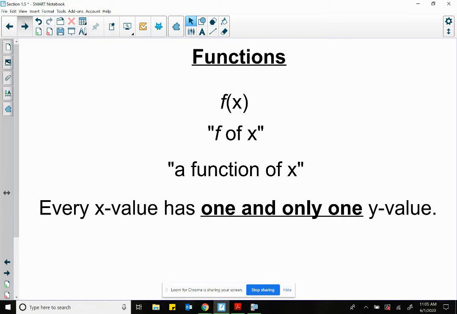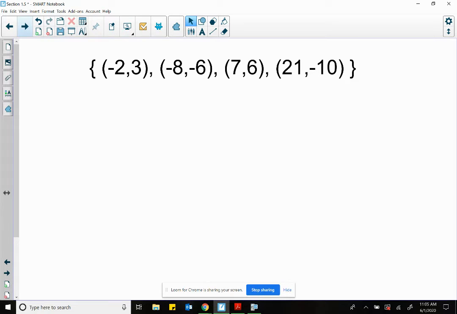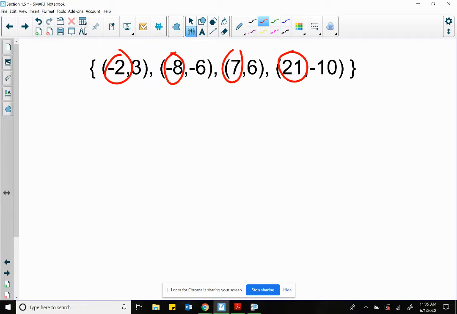So, here is set notation. Is this a function? Well, all you have to do is look at the x's. We don't care about the y values. Just look at the x's. All those x values are different. There is not a repeat of x. So that means, yes, this is a function. Plain and simple. X's don't cheat. Every x value has one and only one y value it goes to.